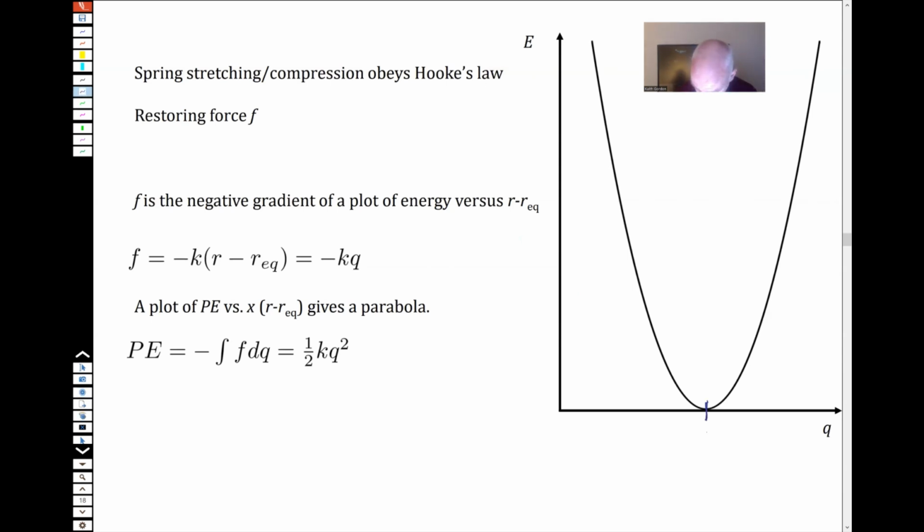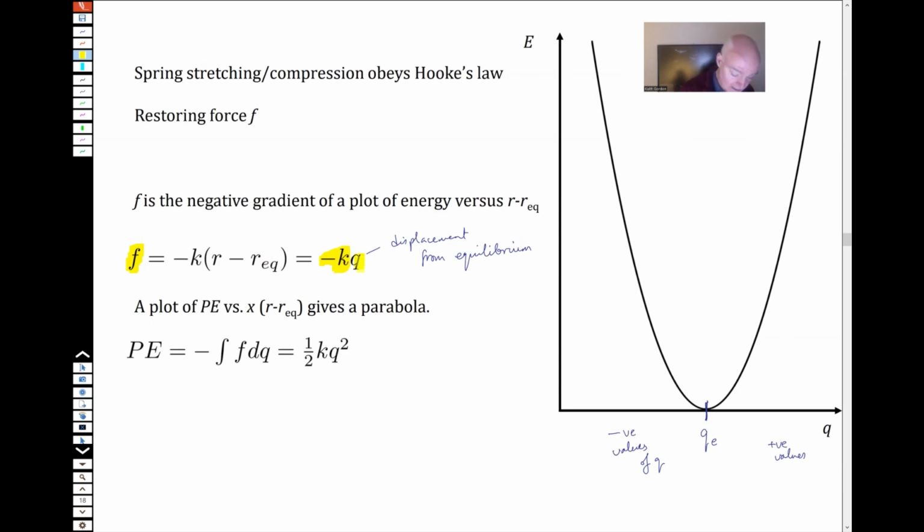So in this particular diagram, here we would say this is the Q equilibrium or Q0. On this side, you have negative values of Q. And over here, you have positive values. And Q is the displacement from equilibrium. And that basically gives you the following: the force is related to minus k, which is the force constant, and then Q, the displacement.